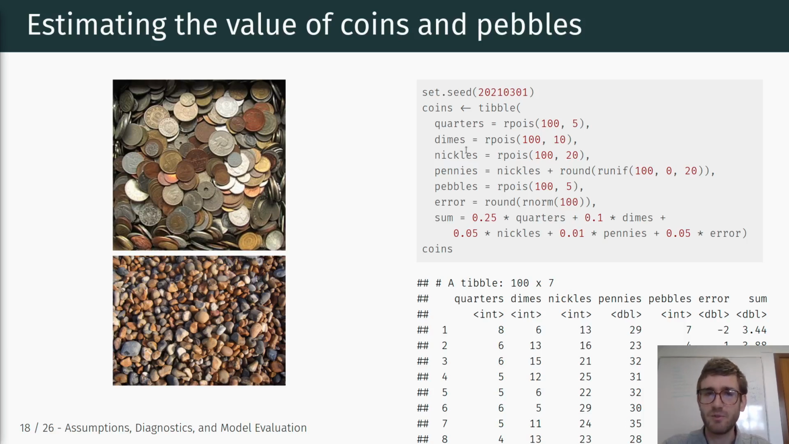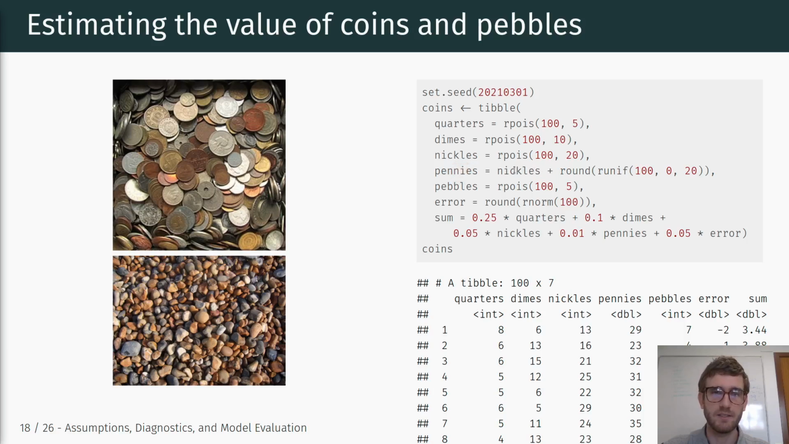So the basic idea is simple. In our table, we simulate all the coins from Poisson distributions, which we talked about in previous weeks. Quarters are drawn from a Poisson distribution, 100 draws with lambda equal to 5. So in expectation, we have about 5 quarters in each observation. Dimes are, again, draws from a Poisson distribution with lambda equal to 10. Nickels, lambda is equal to 20.